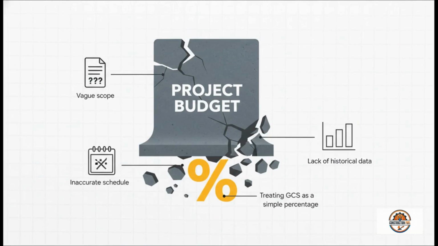These failures happen for pretty predictable reasons. You get a vague scope in the RFP that leaves way too much open to interpretation. Or maybe you underestimate the logistical nightmare of a remote site or the impact of a harsh winter. But you want to know the biggest unforced error we see? Treating general conditions as just a simple percentage of the total job cost, instead of building a detailed, bottoms-up estimate based on what the project actually needs.